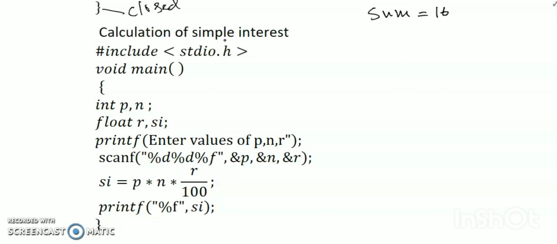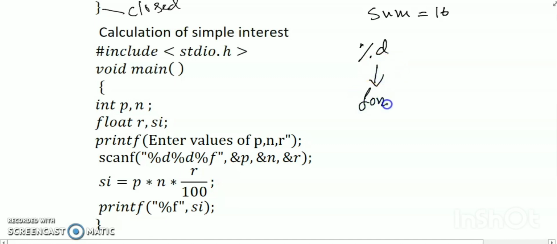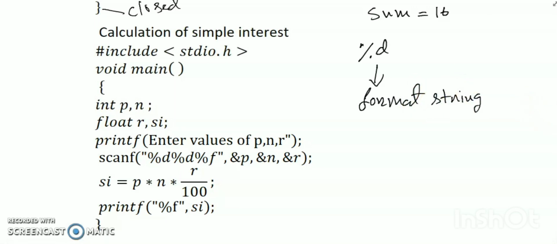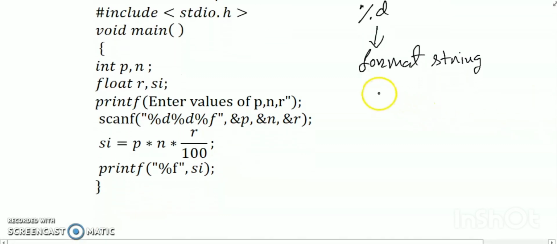Now, what is the meaning of %d? I have already told that %d is used for printing integer values. It is also called a format string. Format string, and list of variables. When you write printf, you write it this way.